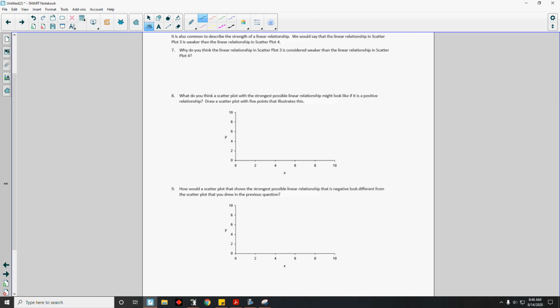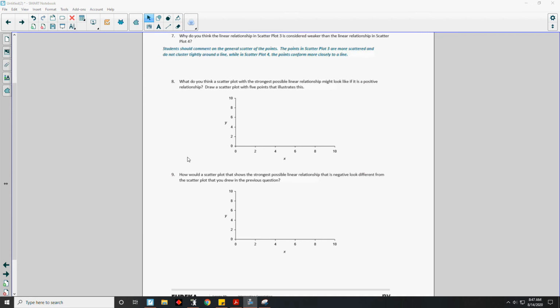scatterplot 4? So I explained this in detail already, so I kind of got ahead of myself, but here's what we would say. Students should comment on the general scatter of the points. So you should comment that some are scattered further away from the line of fit. You should say something like that. So the points in scatterplot 3 are more scattered and do not cluster tightly around a line, while in scatterplot 4, the points conform more closely to the line.